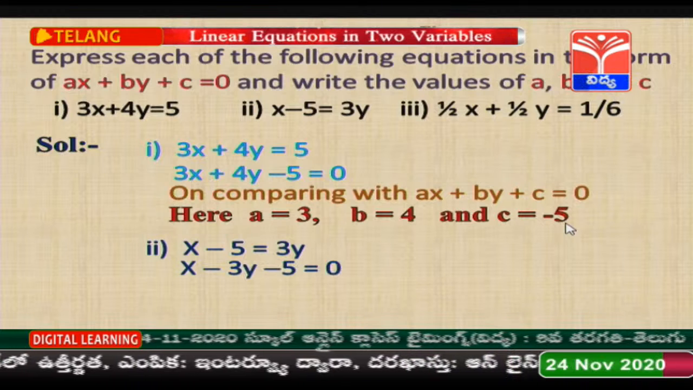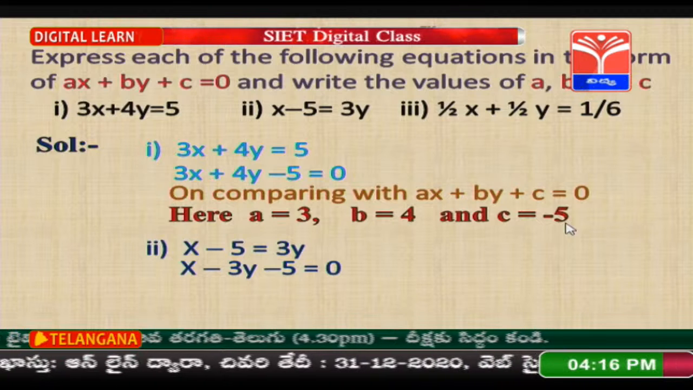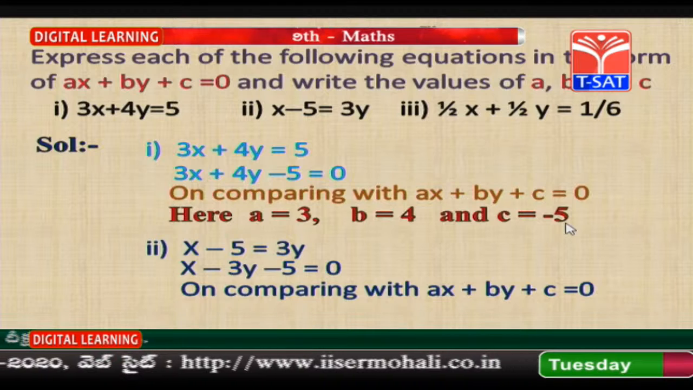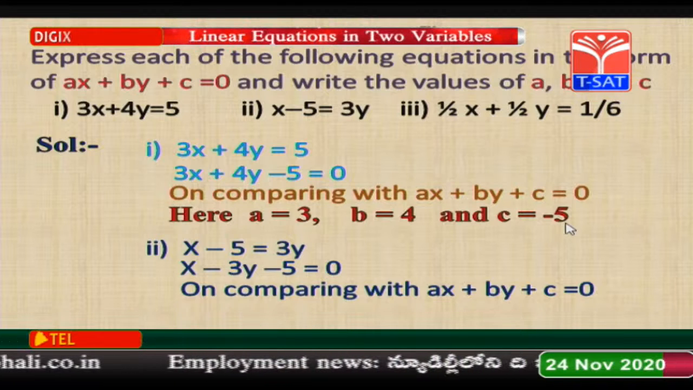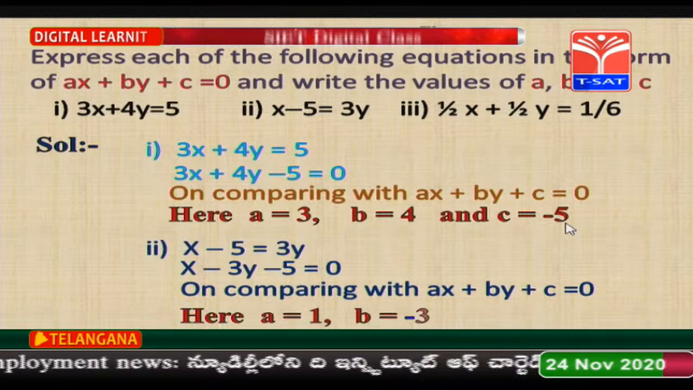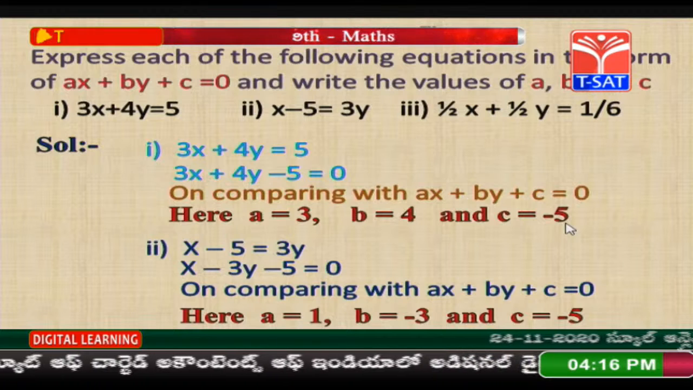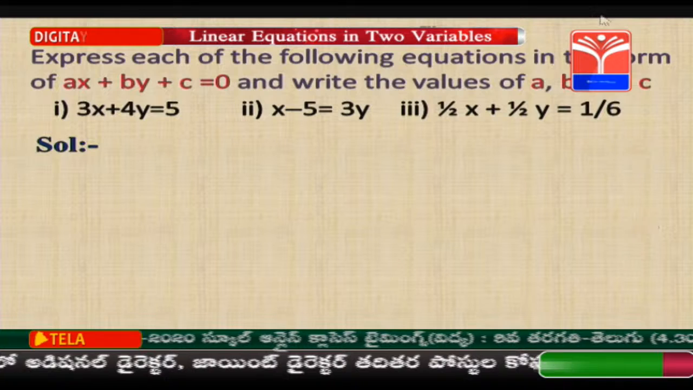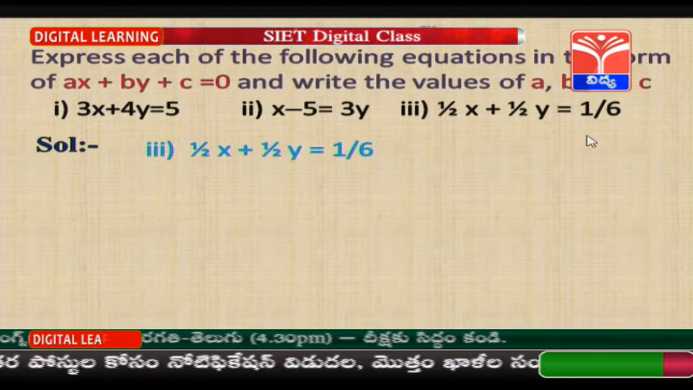Let me go to the second one, x minus 5 is equal to 3y. Again, now I am changing it into standard form, that is x minus 3y minus 5 is equal to 0. When I compare this with the standard form ax plus by plus c is equal to 0, what will you get here? A value is equal to 1, b value is equal to minus 3, c value is equal to minus 5. Are you clear, children? The third one we have: half x plus half y is equal to 1 by 6.